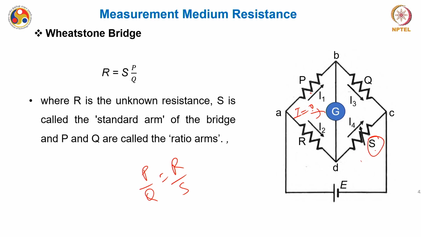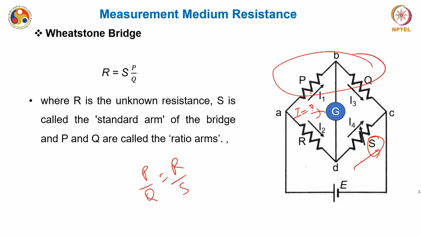So in this kind of condition, when you have fixed ratio arms and variable standard arms, the unknown resistor can be obtained. This is the way of measuring medium resistance with higher accuracy. You have more control over the measurement, and the idea is very simple. Even a small deviation in the value of R and S results in some current, so until you achieve 0, you cannot say that the bridge is balanced. So it will give you a more accurate resistor value.